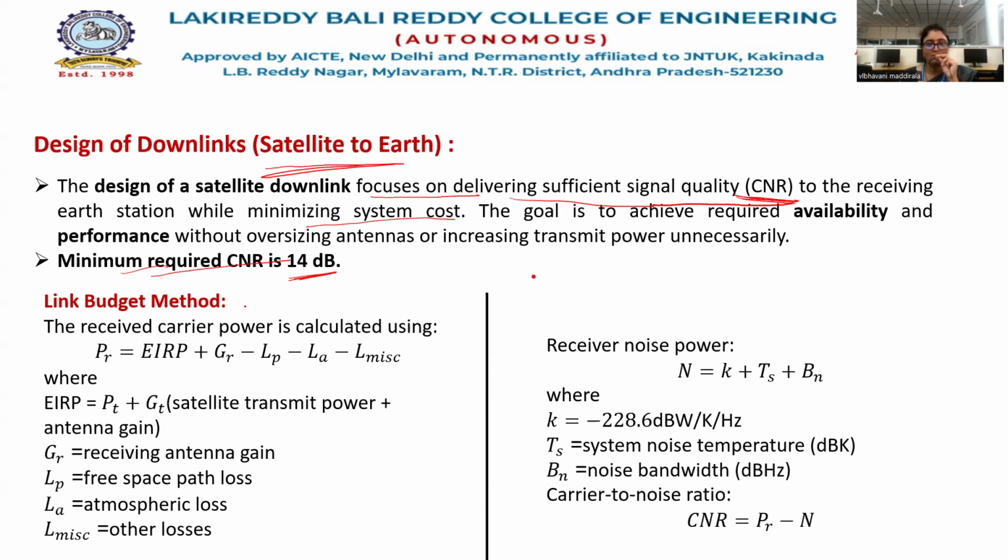So here we are calculating the carrier to noise ratio for a satellite downlink system. Carrier to noise ratio, as the name itself says, is carrier power to noise power. Carrier power is nothing but the receiving power of the signal. The received carrier power is calculated using this formula, that is PR is equal to EIRP.